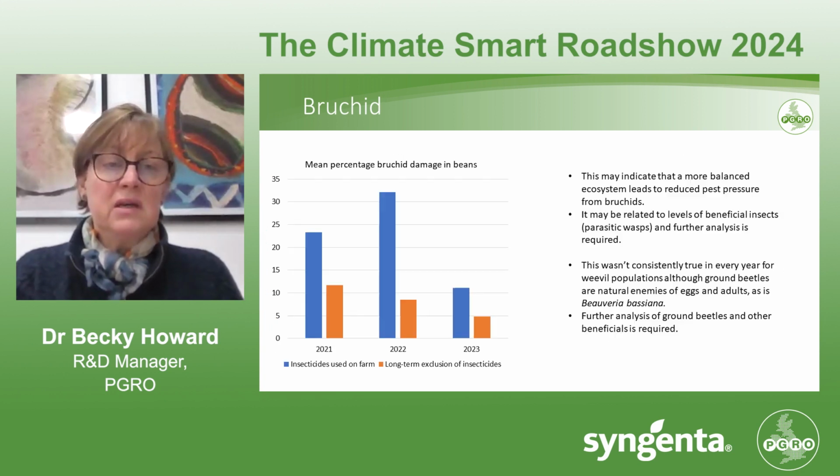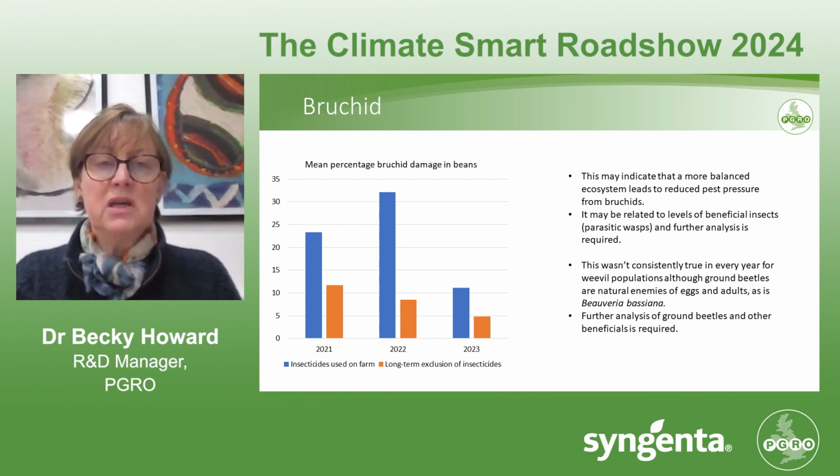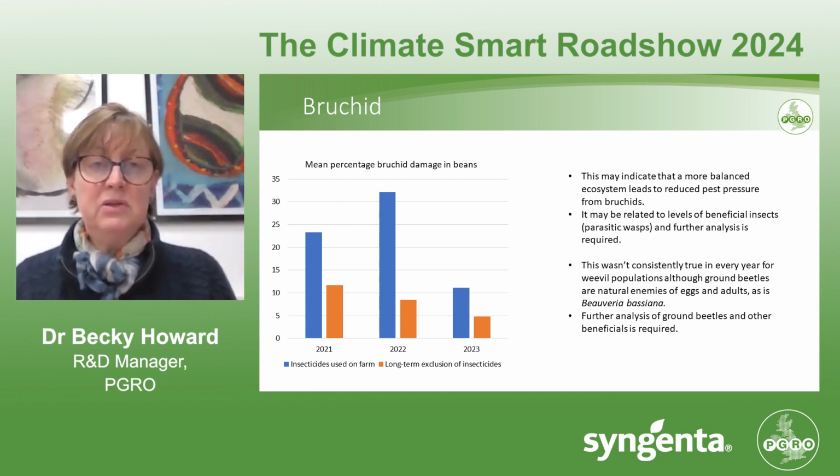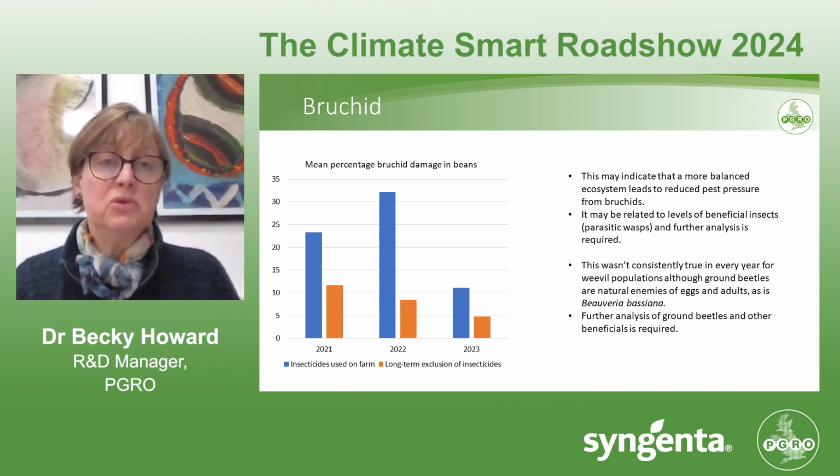One of the interesting messages that has come out of this as well at the moment, and it does need further study, is that on the more regenerative farms where they've got long-term exclusion of insecticides compared to the more conventional farming systems, we see very much lower levels of bruchid damage on those where they've excluded insecticides for more than 10 years compared to the conventional approach. So we can see from this figure here, across all 3 years, we have lower levels of bruchid damage on those farms that are not using insecticides.